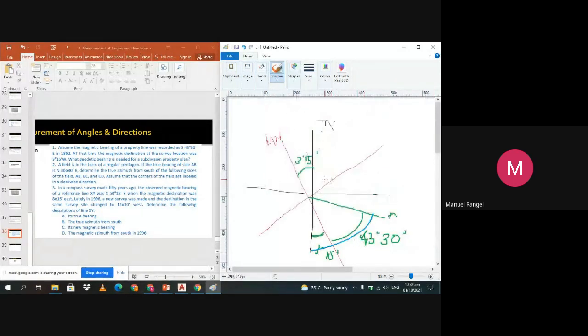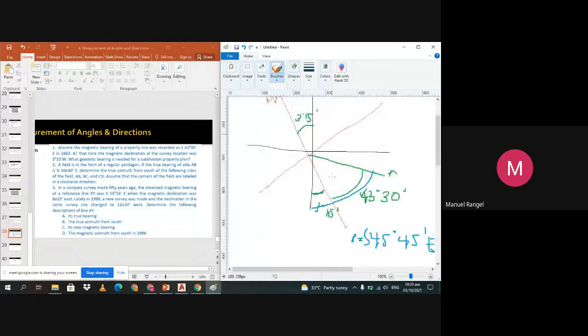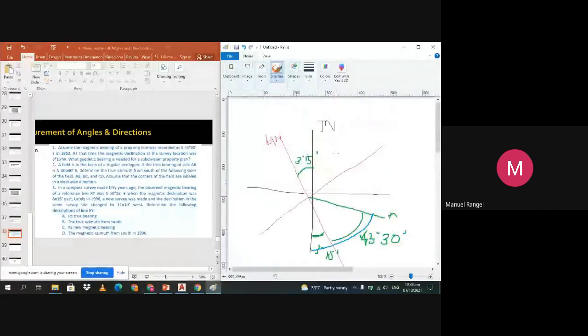So when you are dealing with magnetic declination, it has its own meridians. So the declination is always measured from north: if due west or toward the east, it is east declination or west declination.